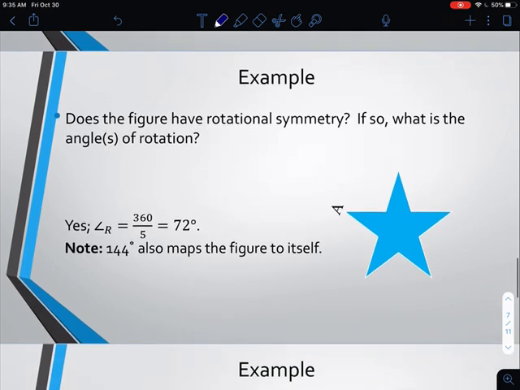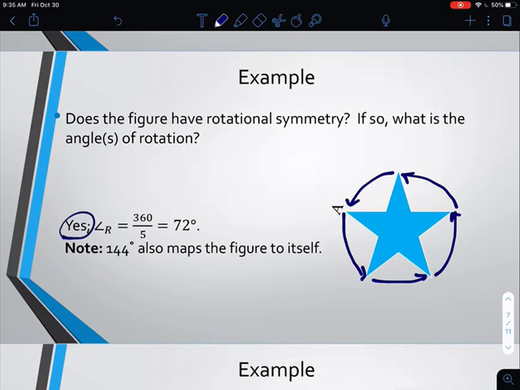Same thing with the star here. As you look at the star, when you start to spin it, every time you rotate, so as you put your pencil in the middle and start to rotate, you're going to get 1, 2, 3, 4, 5 different times where you see exactly that same star. So as you continue to spin, you're just counting how many times do I get this star to show up again. And so that's where we have yes, it has rotational symmetry. The angle of rotation would be 360 divided by 5. And so that tells us it's 72 degrees.